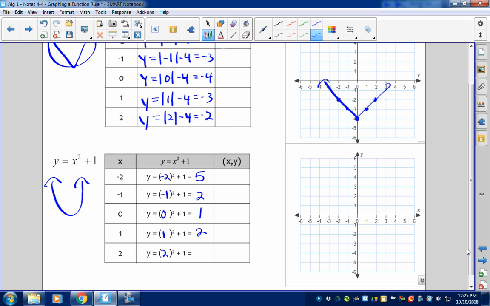So kind of similar to the V up there. I start at -2, 5, come down to -1, 2, 0, 1, and then it starts back up again. 1, 2, 2, 5. Draw in your curve. There it is. So similar, doesn't come to a point.